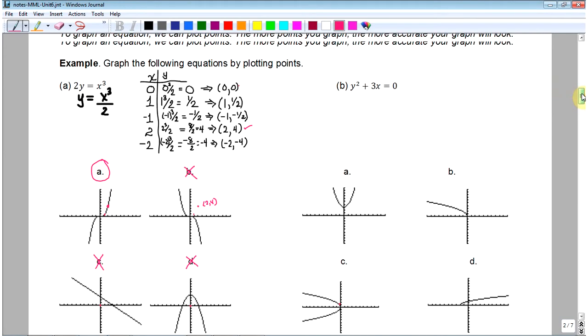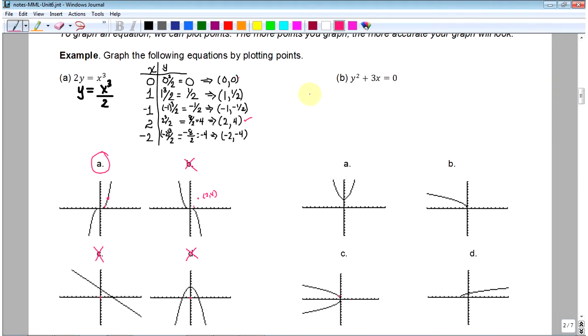Okay, for our equation in part B, again, our first step can be to get one of the variables by themselves. In this case, it would be easiest to get x by itself, so we don't have to deal with that exponent. So I'm going to subtract y squared to the other side, and then divide both sides by 3. So I have x is equal to negative y squared divided by 3.